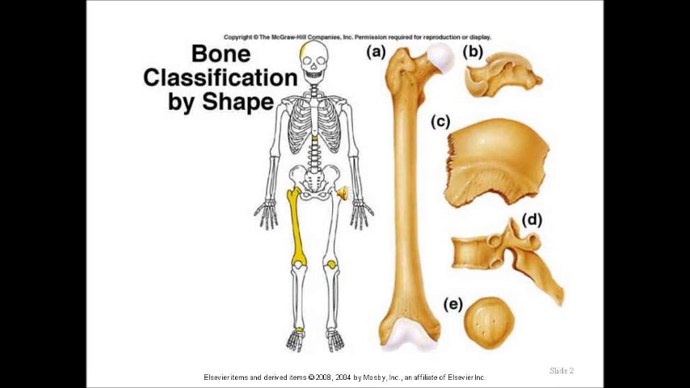So just to recap, 5 functions. Number 1, support. Number 2, protect. Number 3, help with movement. Number 4, store calcium. Number 5, hemopoiesis.